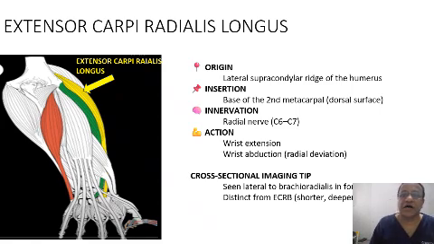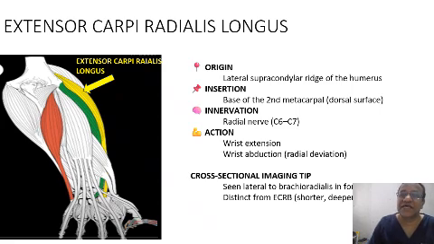Functionally, ECRL extends the wrist and contributes to radial deviation, which means it pulls the wrist toward the thumb side. It works synergistically with ECRB and antagonistically with flexors like flexor carpi ulnaris. During gripping, ECRL stabilizes the wrist in extension, allowing the finger flexors to act more efficiently.